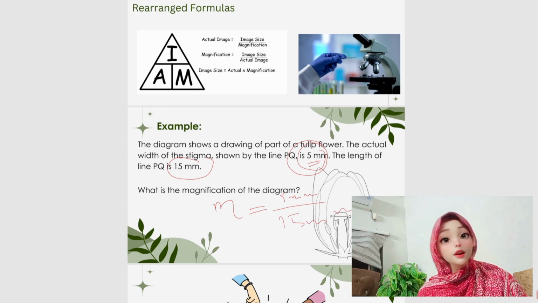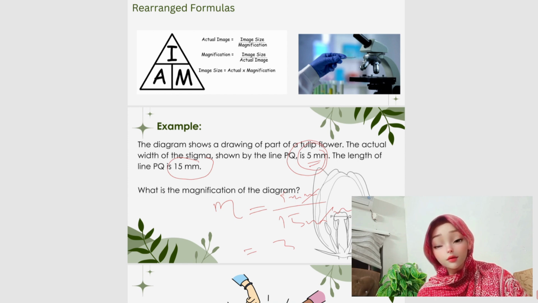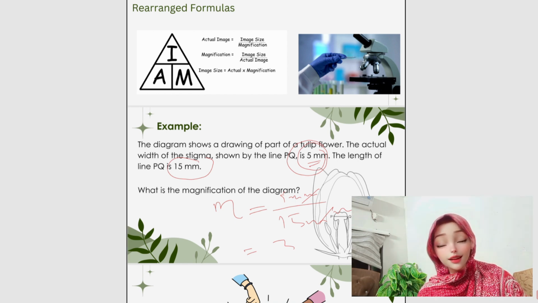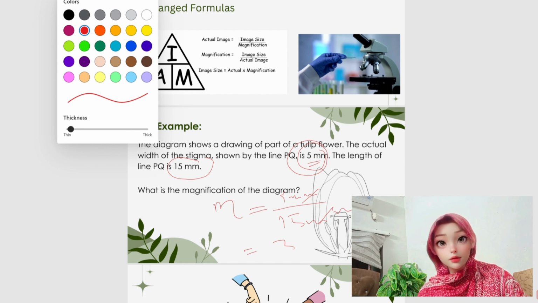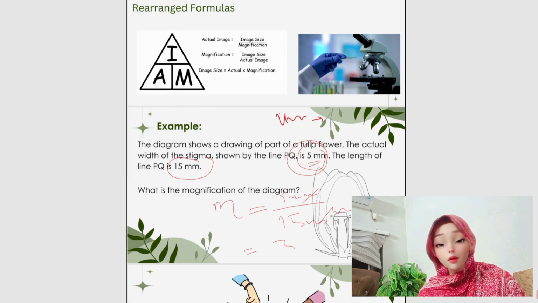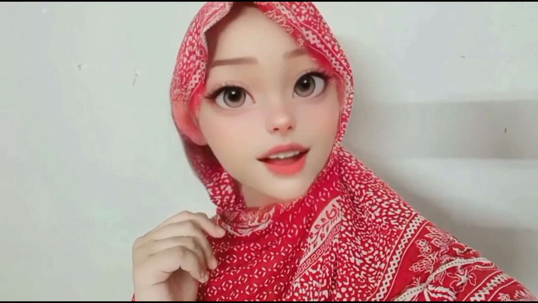But sometimes in the exam the units are not similar. Sometimes micrometers and millimeters, and sometimes millimeters and micrometers. So you have to convert millimeters into micrometers by multiplying by 1000, because 1 millimeter has a thousand micrometers.